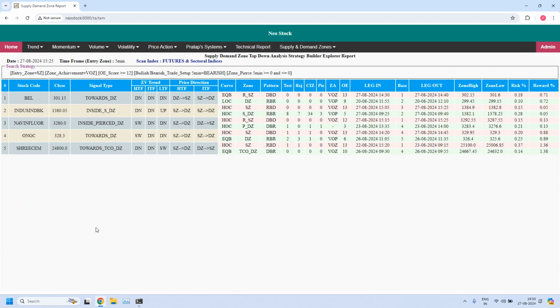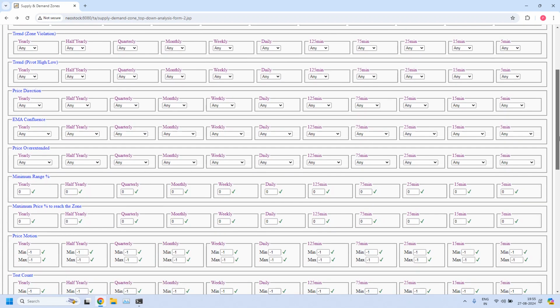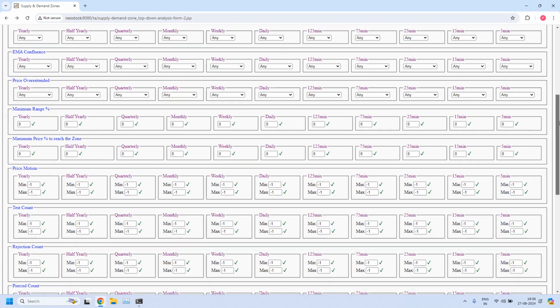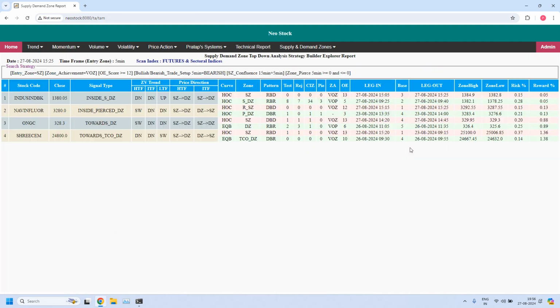Now let us verify out of these 5 how many are having confluence with ITF time frame. That is 5 minutes and 15 minutes supply zone confluence. So 5 minute supply zone with 15 minute supply zone, I enable this filter. Out of the 5, how many? Now 4 stocks. Out of 5, 4 stocks are having confluence with ITF time frame. That means 5 minutes and 15 minute zones are having confluence. So 5 minute zone is part of 15 minute zone.